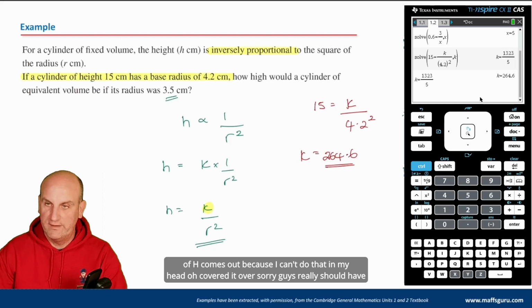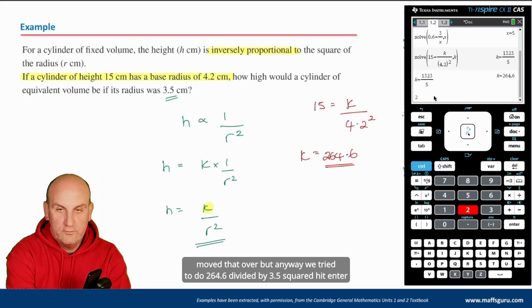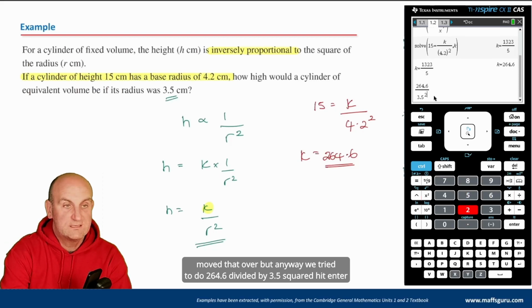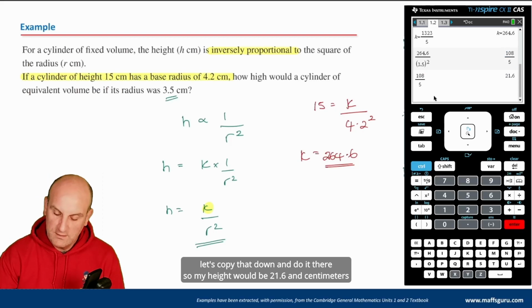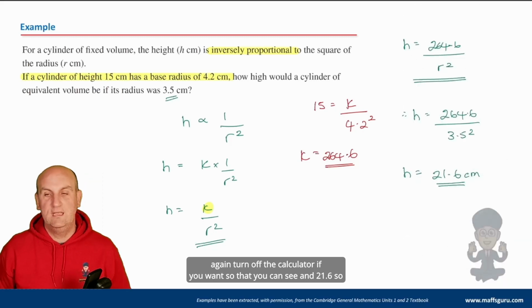Oh, covered it over. Sorry, guys. Really should have moved that over. But anyway, we're trying to do 264.6 divided by 3.5 squared. Hit enter, and let's copy that down and do it there. So my height would be 21.6 centimeters. Again, turn off the calculator, everyone, so that you can see: 21.6.